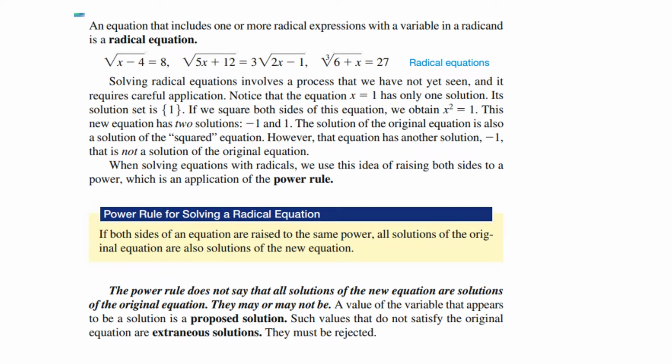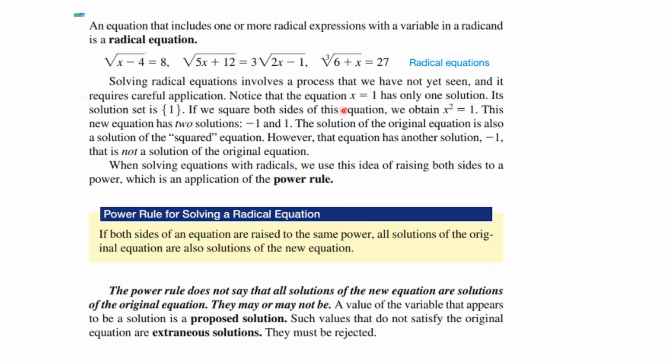An equation that includes one or more radical expressions with a variable in a radicand is called a radical equation. Examples of these are the square root of x minus 4 is equal to 8. The square root of 5x plus 12 is equal to 3 times the square root of 2x minus 1. Or the cube root of 6 plus x is equal to 27. Now, solving these radical equations involves a process that we have not talked about before, and it requires careful application.